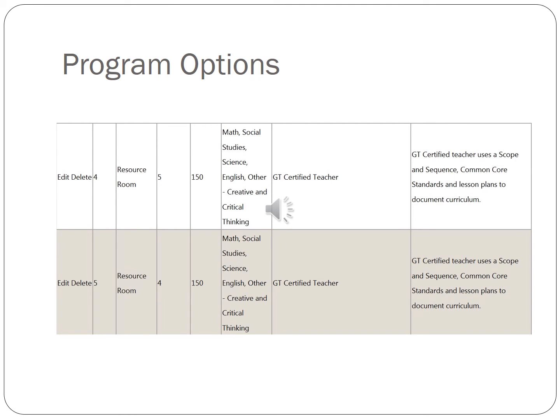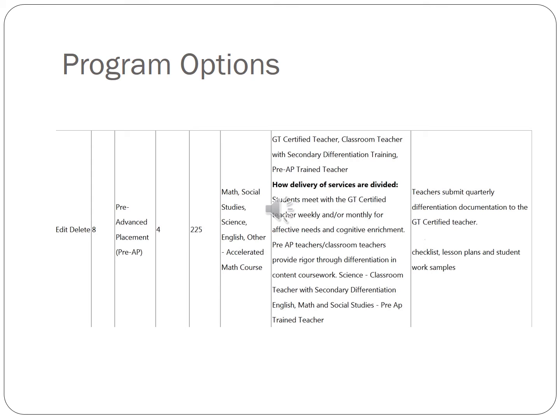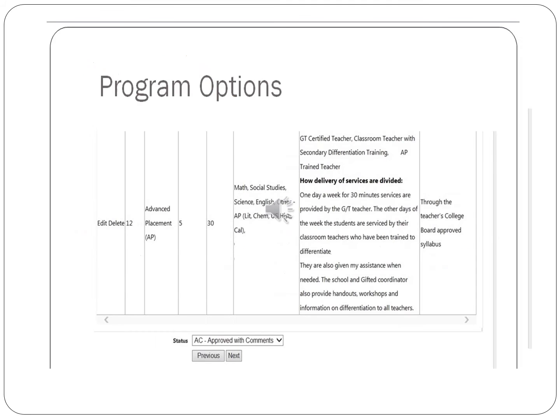Here's an example of the resource room option with proper documentation that will be available during the next on-site monitoring. Here's an example of a grade level entry with multiple forms of service delivered by several teachers. Here's an example of a 12th grade program option.